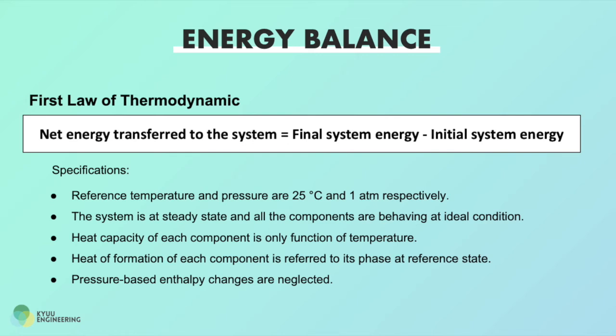The assumptions made for our calculation are that the reference temperature and pressure are 25 degrees C and 1 atm respectively. The system is at steady state and all the components are behaving at ideal condition. Heat capacity of each component is only a function of temperature. Heat of formation of each component is referred to its phase at reference state. Pressure-based enthalpy change is neglected.